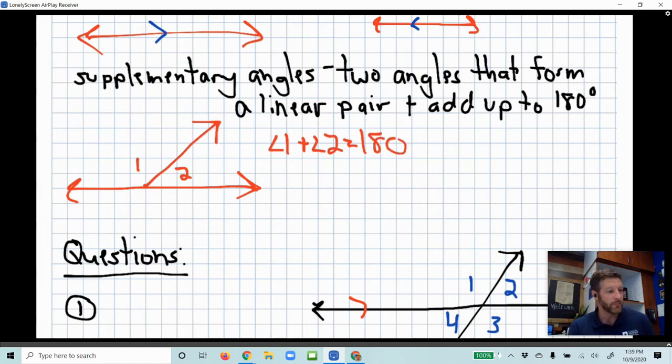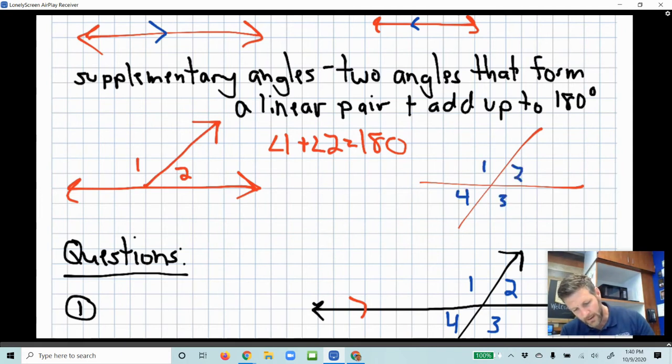Okay? And that's the key thing to point out: whenever lines intersect, you immediately have four sets of supplementary angles, or four sets of linear pairs. Because you can see, if I'm going to just number these, 1 and 4 form a linear pair. So I know that 1 plus 4 equals 180. I know that 1 and 2 are a linear pair.